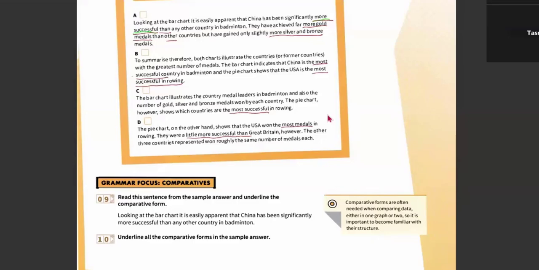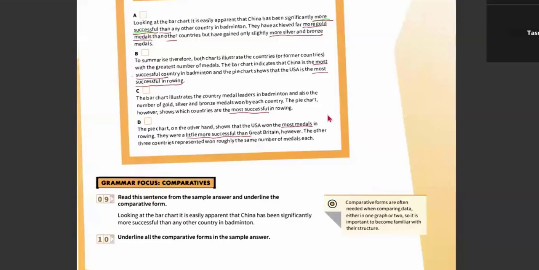So the sentence is, looking at the bar chart, it is easily apparent that China has been significantly more successful than any other country in badminton. So in this sentence, there is a comparative form. Do tell me which part of this whole sentence has the comparative form? More successful than. Very good. This is the whole part that shows the comparative form.